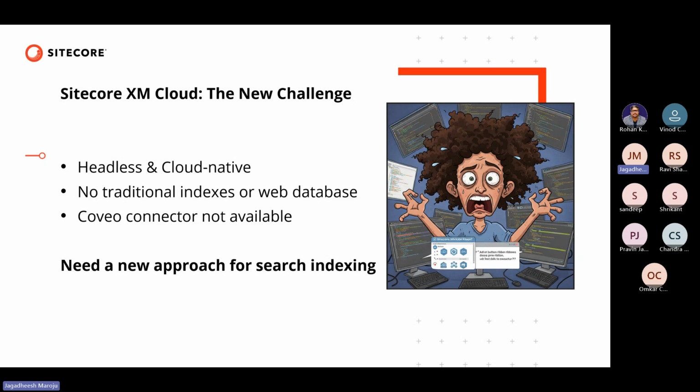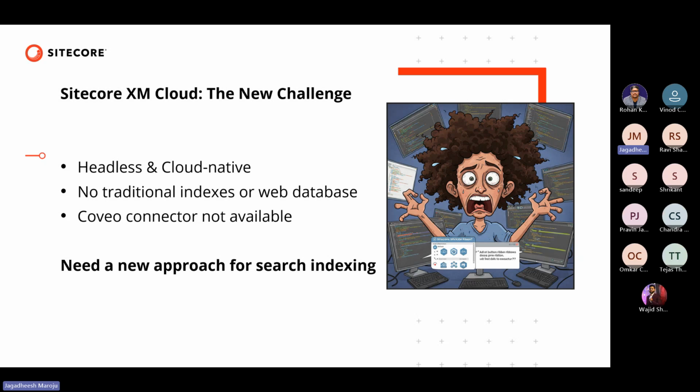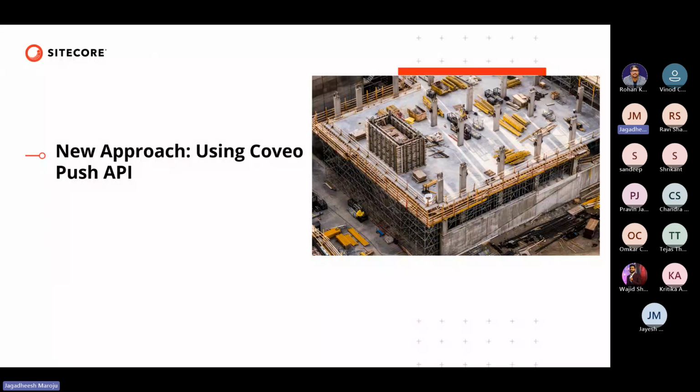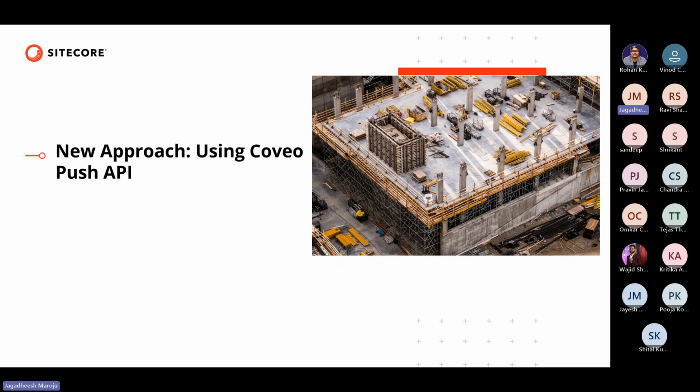Let's say a project team decided to go with Coveo for searching with Sitecore XM Cloud, then we don't have the connector because of all these reasons. Now, what should we do? What is the solution for this? So the new approach is using the Coveo push API. So how do we do this? I'll talk about how we can utilize the Coveo push API to do our Coveo indexing with XM Cloud.